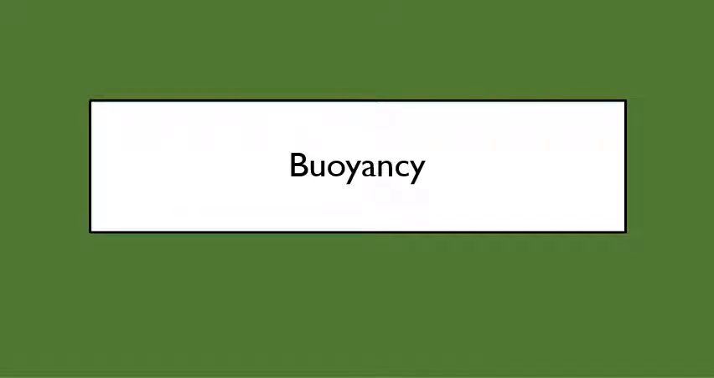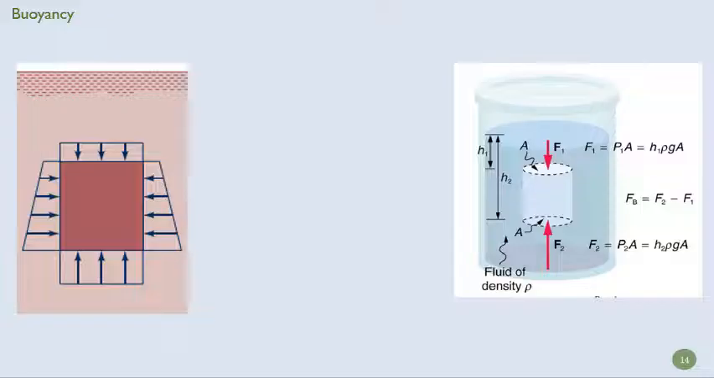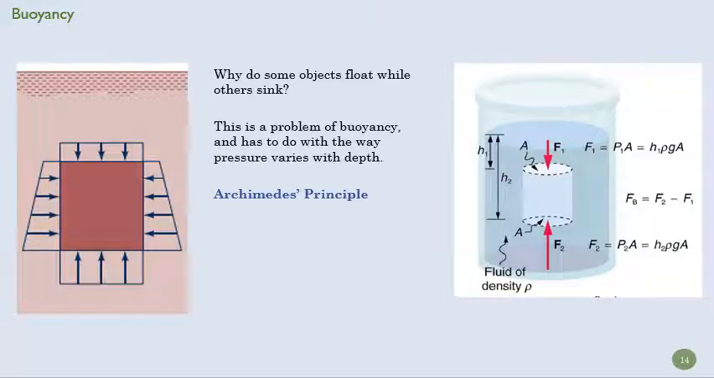Now we're going to talk about the always fascinating question of what makes a big giant steel boat float. That's an idea that we have to understand buoyancy to get to the bottom of. So why do some objects sink and some objects float? To think about that, we need to think about pressure. And this is going to lead us to what's called Archimedes' Principle.